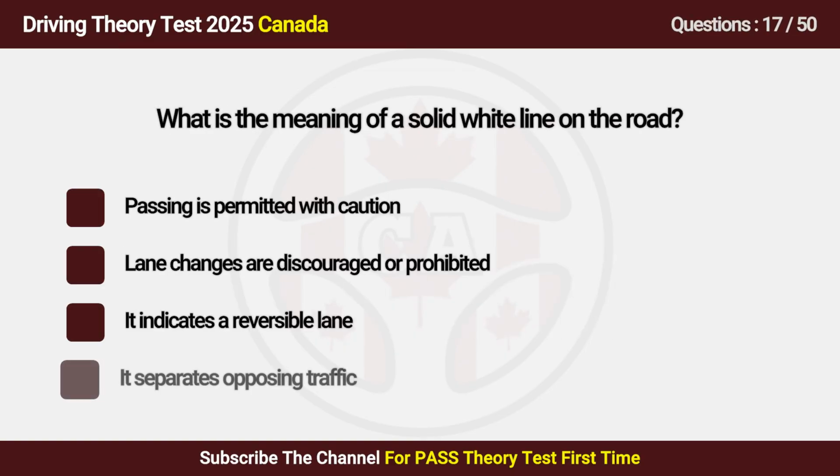Question 17. What is the meaning of a solid white line on the road? A. Passing is permitted with caution. B. Lane changes are discouraged or prohibited. C. It indicates a reversible lane. D. It separates opposing traffic.